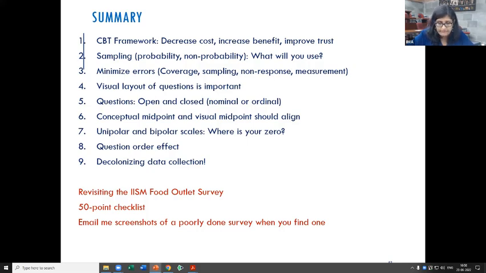I'll share with you a 50-point checklist that I'll show you in a minute. If you want to give back, if you think you've learned something useful today, whenever you see a poorly done survey, please take a screenshot and email it to me. I have a growing collection of these surveys. I use them to teach my class, to improve my lectures. So they will really help me.